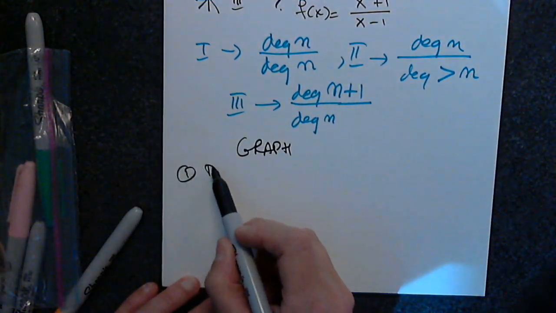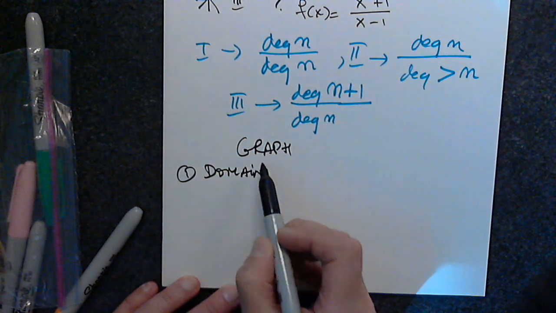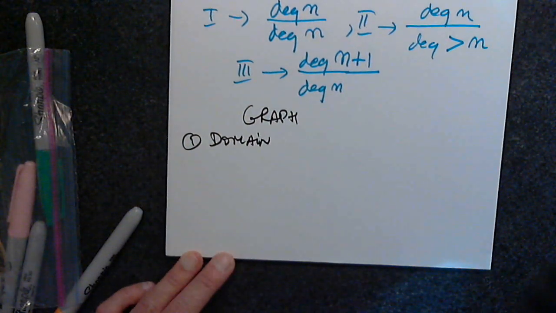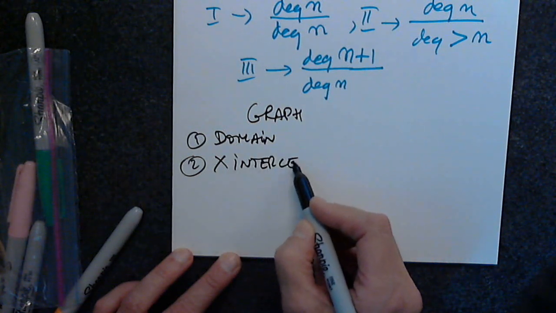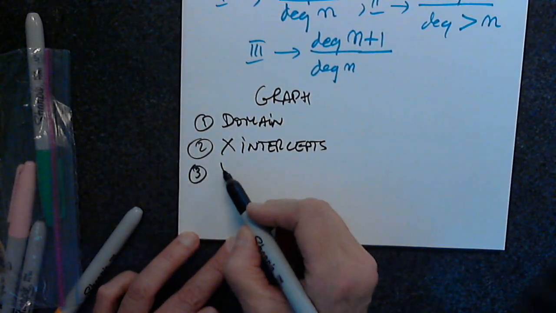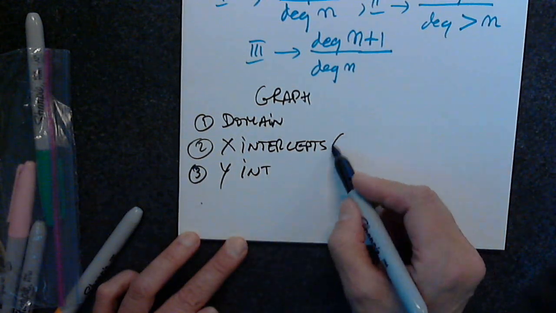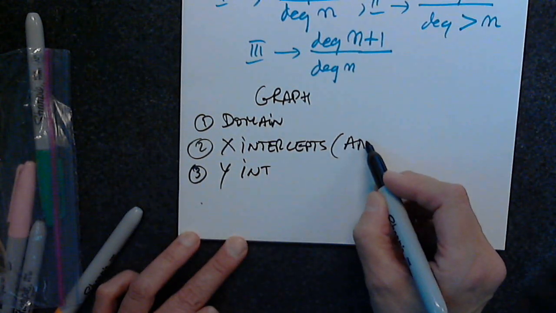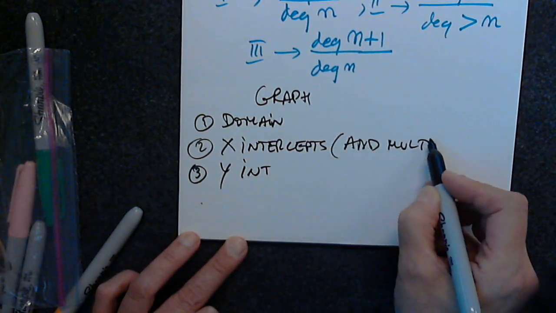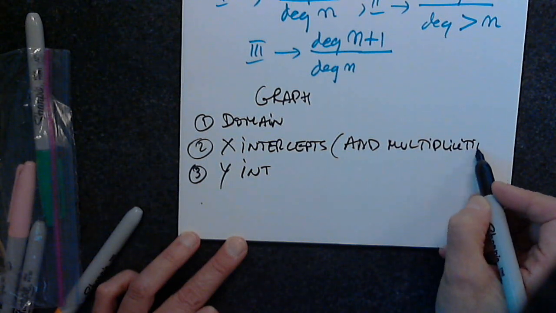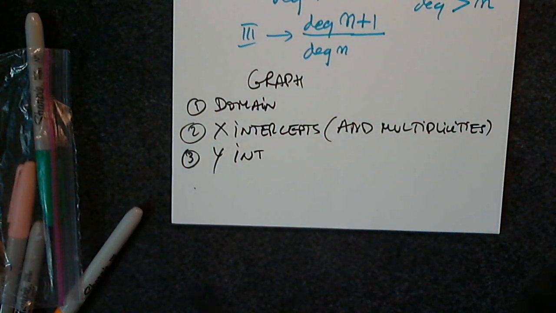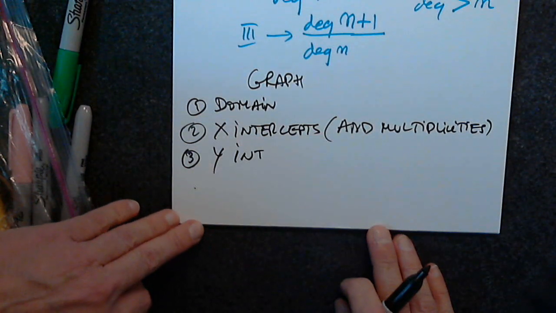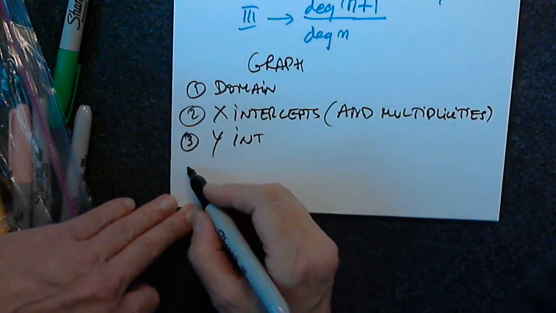Of course, domain, like always, this must be the first item. 2, x-intercepts. 3, y-intercept, of course, and multiplicities if that's the case. We know that from the previous section on polynomials. The y-intercept.